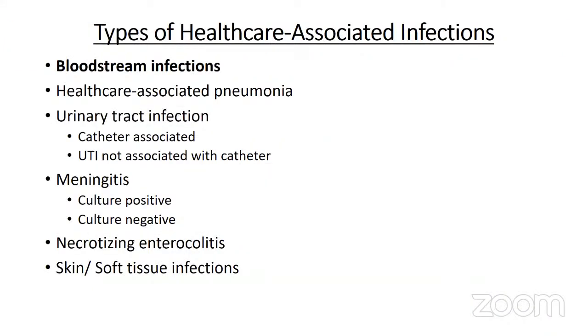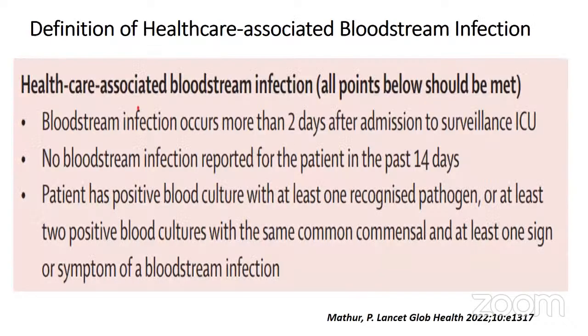Now, when we talk about healthcare-associated infections, we talk about all the infections: bloodstream infections, pneumonia, UTI, meningitis, NEC, soft tissue infections, and others. But in this presentation, I'm going to focus more on the bloodstream infections, because that's where most of the time the problem comes from. Now, this is looking at all patients, including the adults, again using the same definition of 2 days.